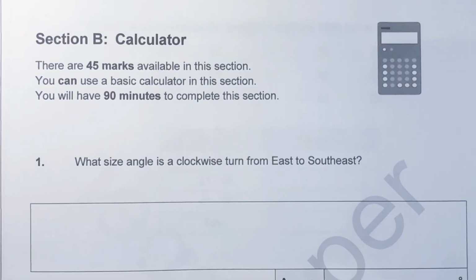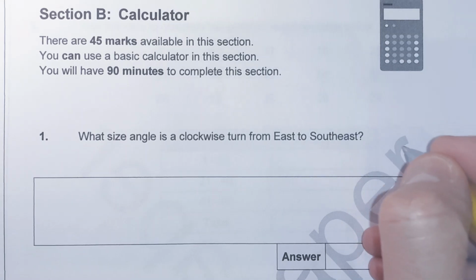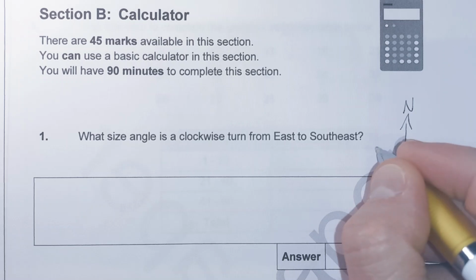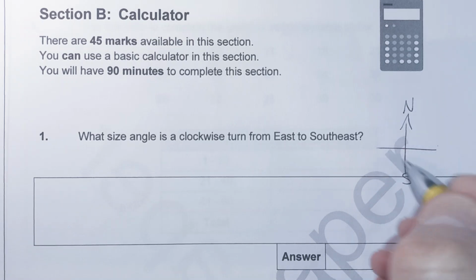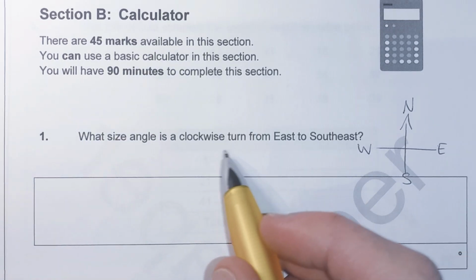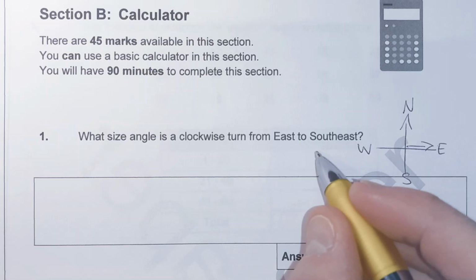Okay, so now we're on to the calculator section. Question 1. What size angle is a clockwise turn from east to southeast? Right, so let's think of our compass directions. So we've got north at the top, south at the bottom. We can think never eat shredded wheat. So we want a clockwise turn from east, so we're starting this way, to southeast.